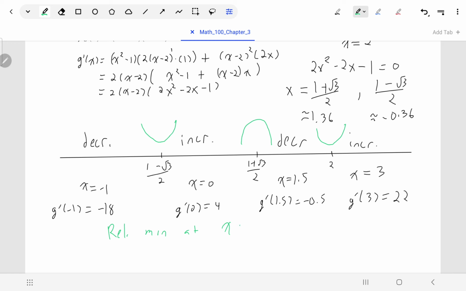So one of them is at 1 minus root 3 over 2, and the other one is at positive 2. And for the relative max, we happen to have one at x being 1 plus root 3 over 2.